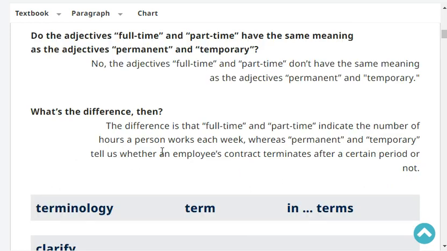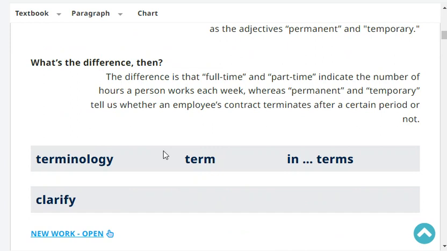The difference is that full-time and part-time indicate the number of hours a person works each week, whereas permanent and temporary tell us whether an employee's contract terminates after a certain period or not. Very good.